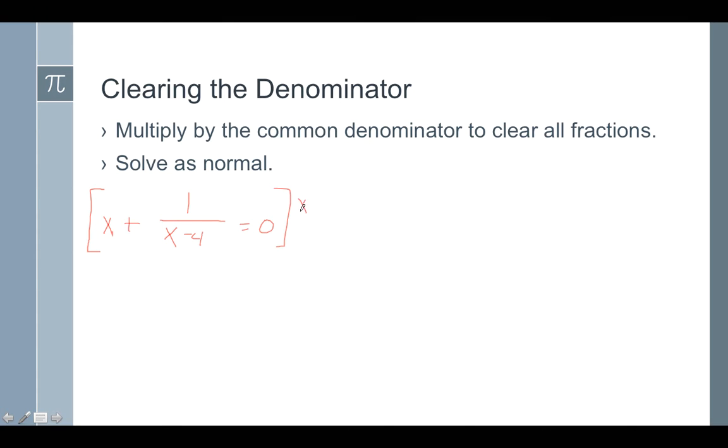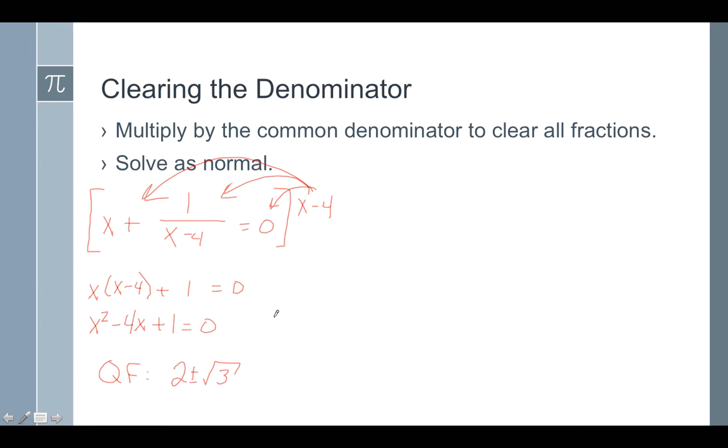Here, the only denominator is x minus 4, so I have to multiply by x minus 4 everywhere. When I multiply by x minus 4 here, I get x times x minus 4, and you can distribute that if you want to before you write it out. If I multiply here, that cancels and leaves me with a 1, and I get a 0. So here I get x squared minus 4x plus 1 equals 0, and this one is not factorable. I'm going to leave the quadratic formula to you. But having done the quadratic formula, you should get 2 plus or minus radical 3.